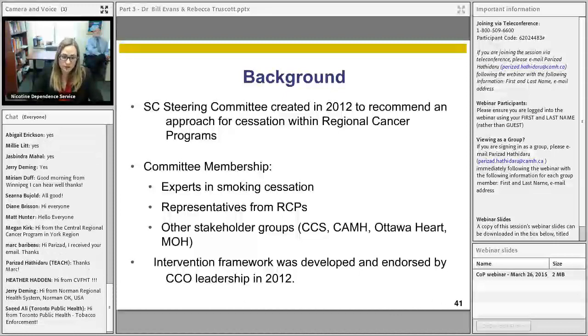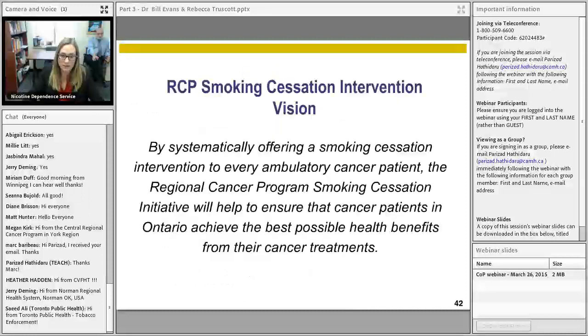We also had partner groups involved in this steering committee from the Canadian Cancer Society, Smokers Helpline, CAMH, the Ottawa Heart Institute, and also the Ministry of Health and Long-Term Care here in Ontario. This group had about a 6-month time period to pull together a framework with some recommendations about how we could address smoking cessation within the cancer centers. This framework was developed and then approved and endorsed by our CCO leadership back in September of 2012.